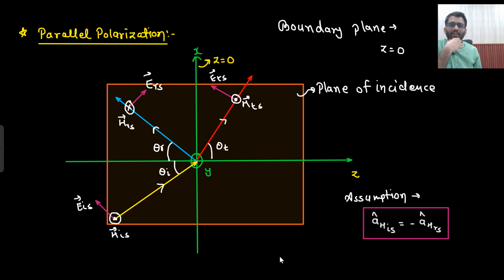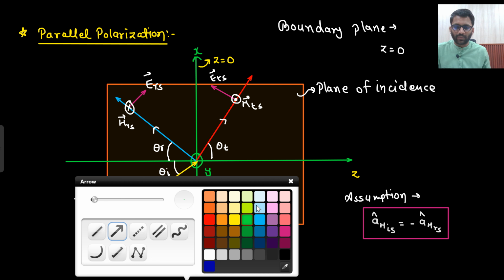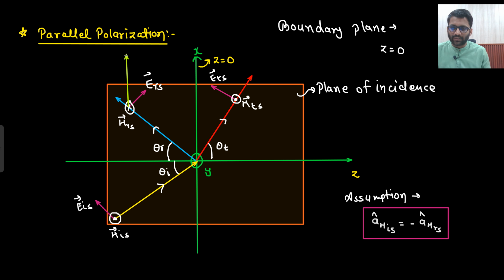What could be the other equation? The other equation is for the electric field now. So what will be the tangential component? This will be the tangential component here, this will be the tangential component here, and this will be the tangential component here. So these values I need to write. Let's see the angles. Now you should be in the habit of writing down the angles.